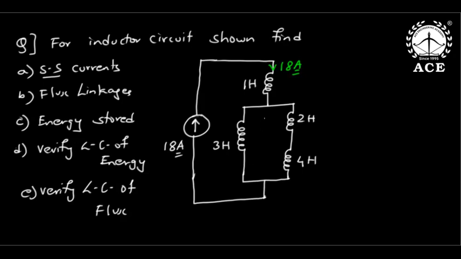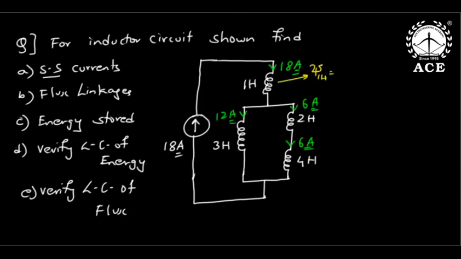Now current division rule. The total current is 18. So this current will be total current 18 into opposite 6 by 9. How much is this now? Yes, this will be 12 amperes. Then automatically this will be 6 amperes. Of course, in series, this is also 6 amperes. So that is the first bit. Now the second bit, flux linkages. Now flux linkages in 1 Henry.